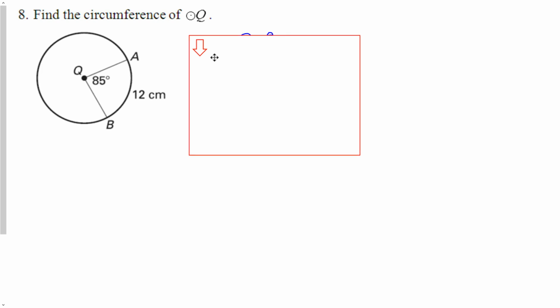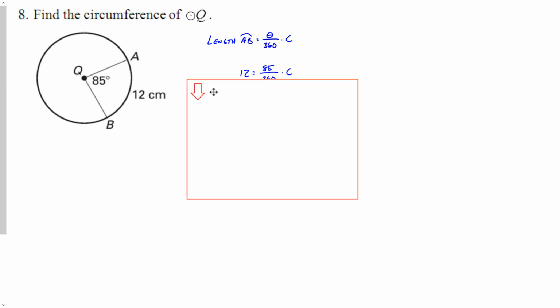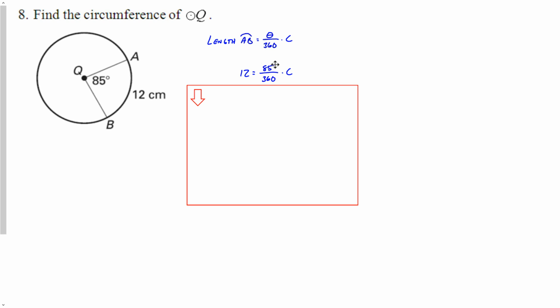arc. So if I start with my arc length formula again, now when I plug values in, I don't have anything to help me find the circumference. That's what I'm trying to actually solve for. So now you have to think, how would you get this C variable for circumference by itself? How would you solve for that? This fraction, what would you do?